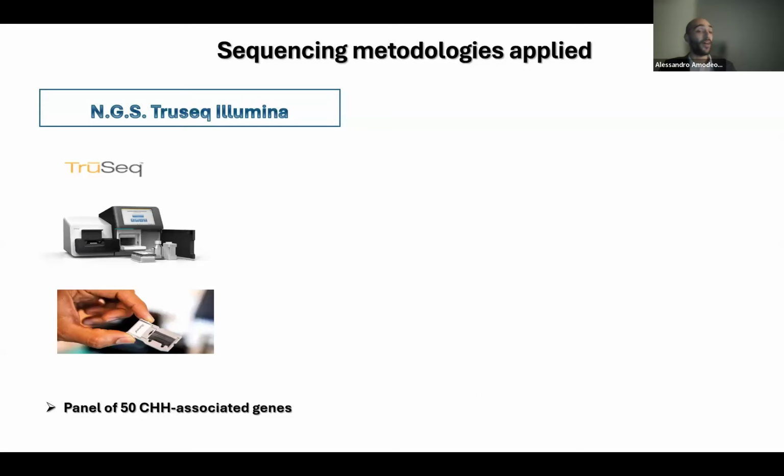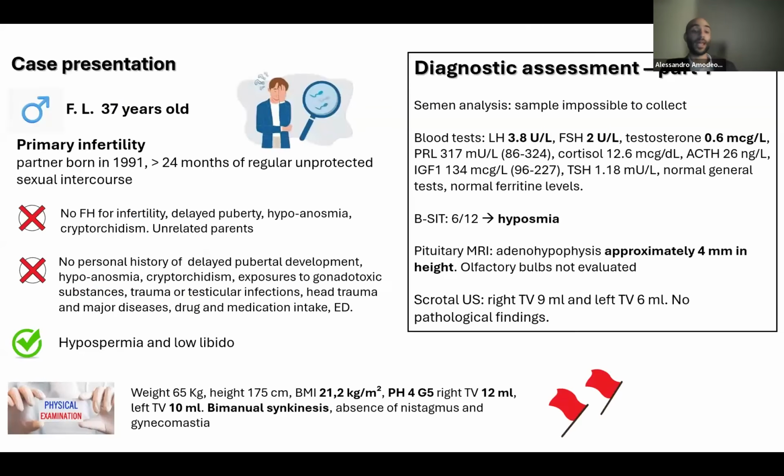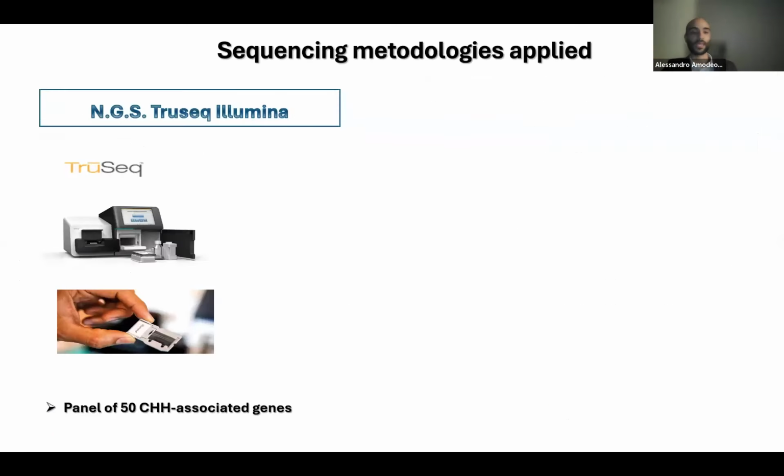Based on this very low testosterone level and the presence of red flags, which I didn't show you, we detected for the first time in this patient bimanual synkinesis, which I mentioned before as a red flag for congenital hypogonadotropic hypogonadism. So in light of that, we performed a next generation sequencing genetic analysis.